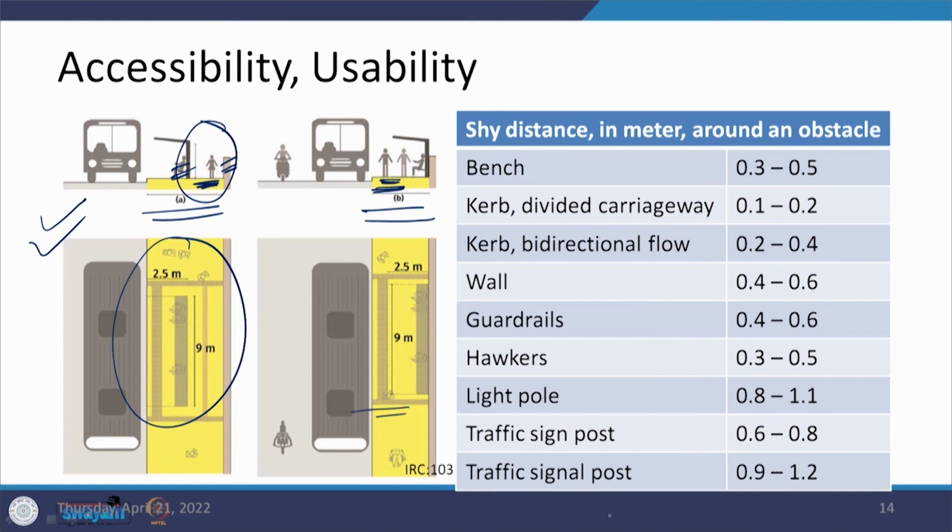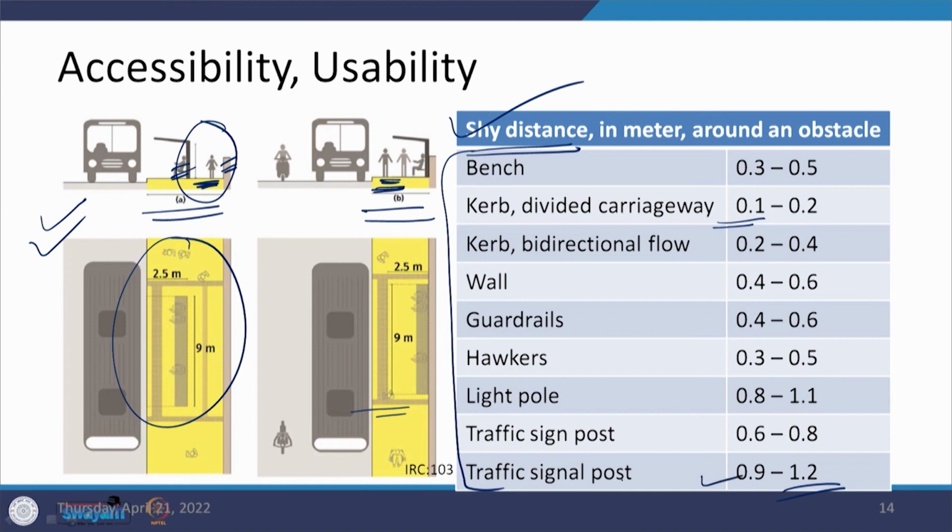Now, when we are looking at these things, there is one aspect which needs to be taken care of and is defined as a shy distance. This is a distance which is going to be there around an object or an obstacle, and depending on what type of those things are being provided, it can be as low as 0.1 meters and as high as 1.2 meters. So, there is a wide range in which this shy distance can be provided.